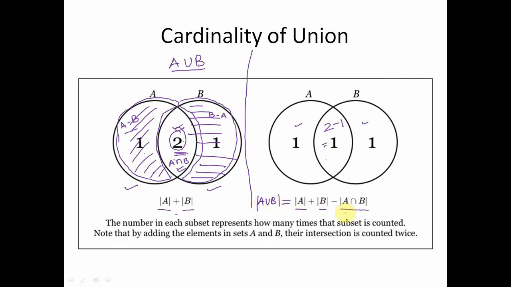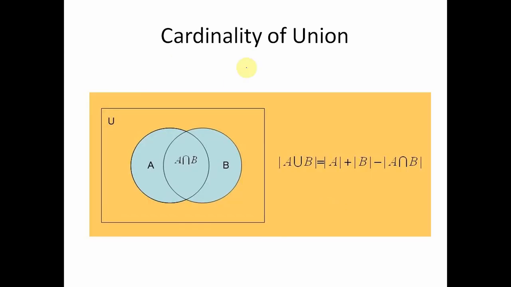So this expression that I have obtained is called the principle of inclusion and exclusion. Inclusion means I include both the cardinalities of A and B, and then I exclude the cardinality of A intersection B. That's why this is called the principle of inclusion and exclusion. So now I have the expression: the cardinality of A union B is equal to the cardinality of A plus the cardinality of B minus the cardinality of A intersection B, right?